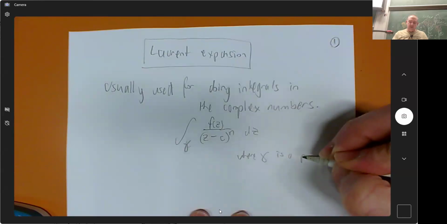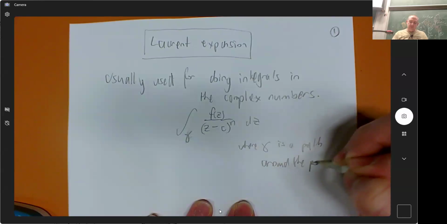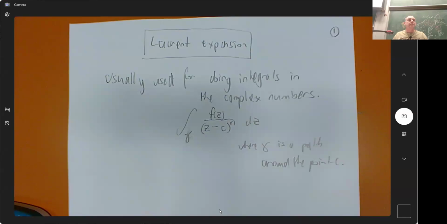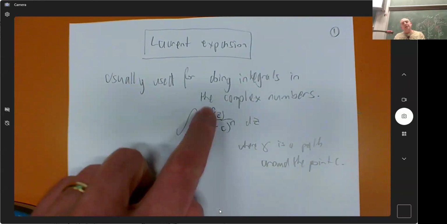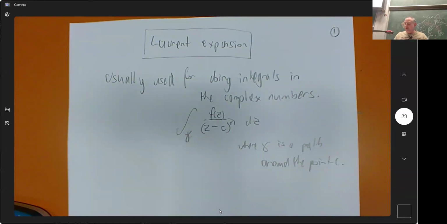gamma is a path around the point C, something like that. It's designed for use in this sort of situation, where this is an analytic function here, and this is that. That's what it's designed for, and it turns out that one of the coefficients in the Laurent series is the one you want. Yeah, so that's the idea.